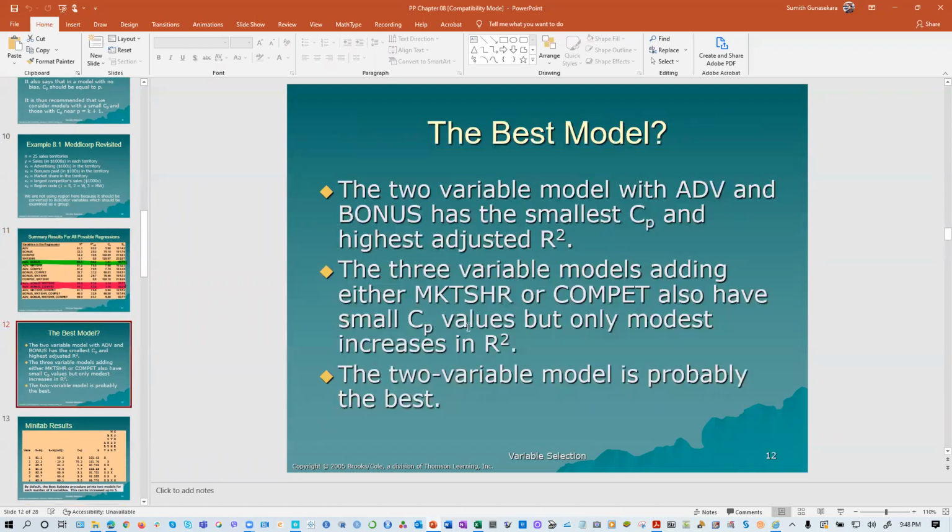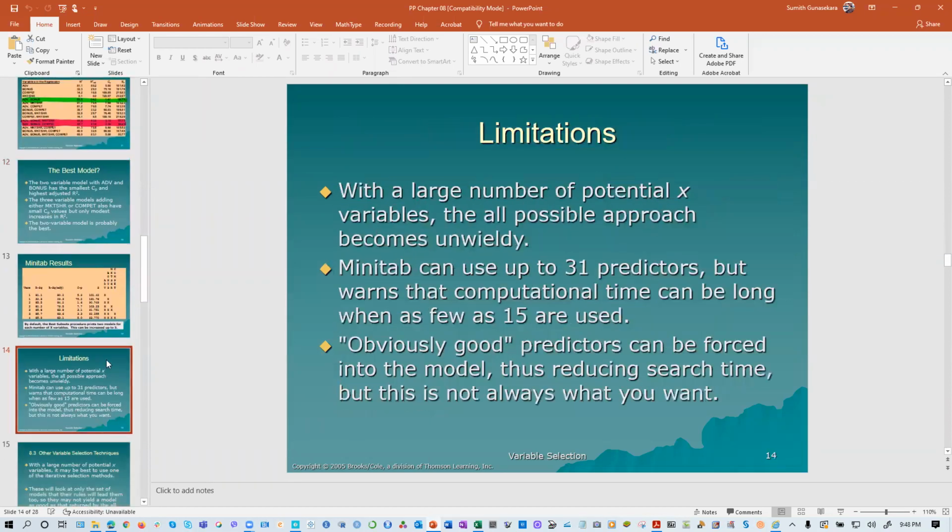And now what are they going to do? They say the best model, the two variable model, is probably the best. But with a large number of potential x variables, the all possible approach becomes unlikely. Let's say you have a large number of variables. Minitab, don't worry about Minitab, it takes as few as 15 minutes. But the computational time, that's for Minitab, is not always what you want.